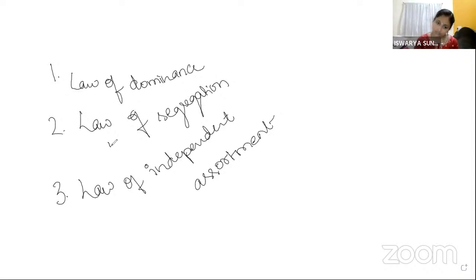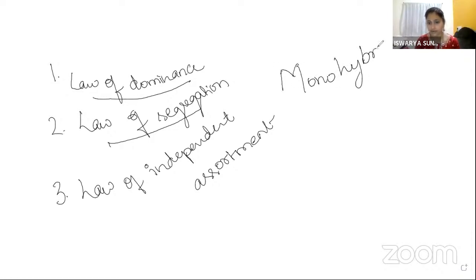Now, this law of segregation and law of dominance were proposed based on the experiment we saw now. And that experiment is called a monohybrid cross.